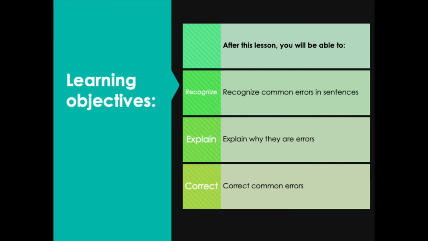Well, that brings us to the conclusion of this lesson. I'd like to reiterate the learning outcomes as we wrap it up. And so after this lesson, you will be able to recognize common errors in sentences. You'll be able to explain why they are errors, and you'll be able to correct these common errors.